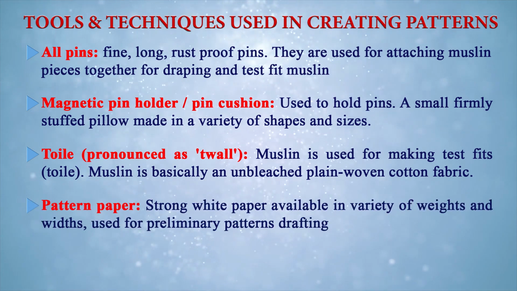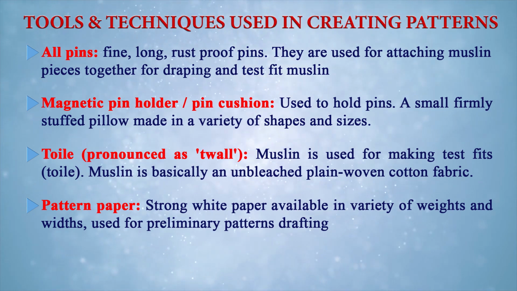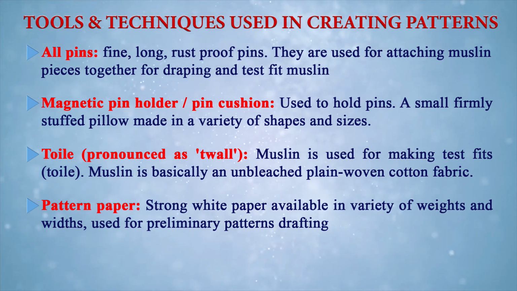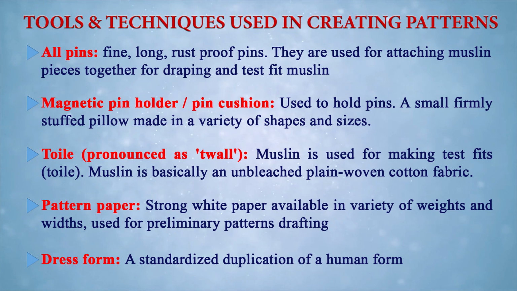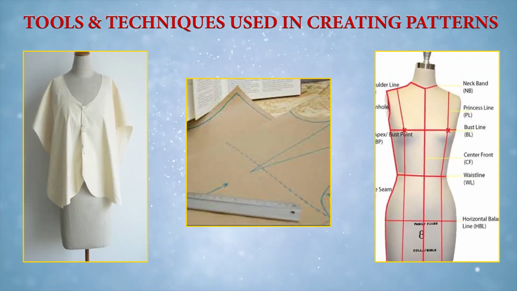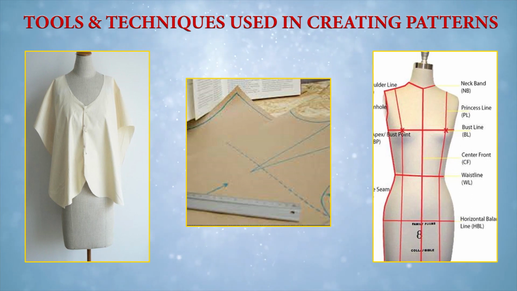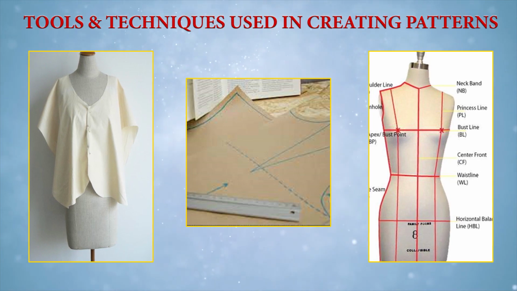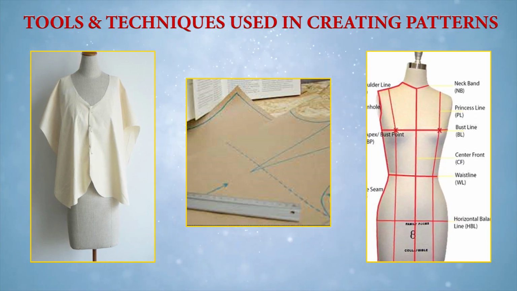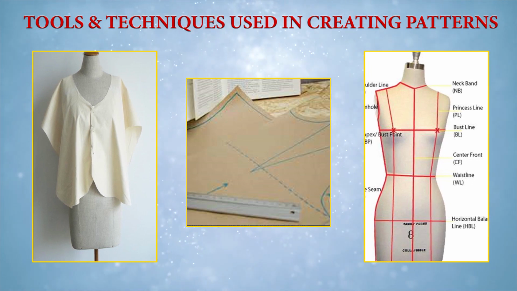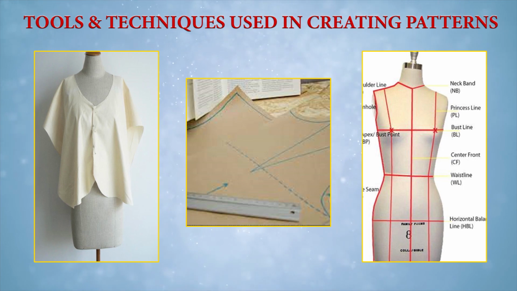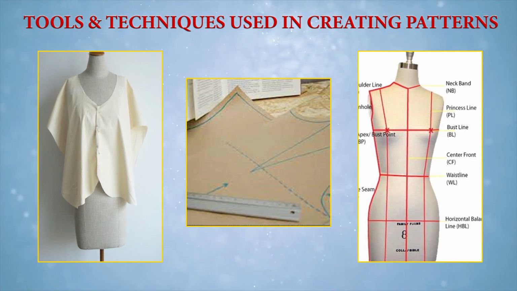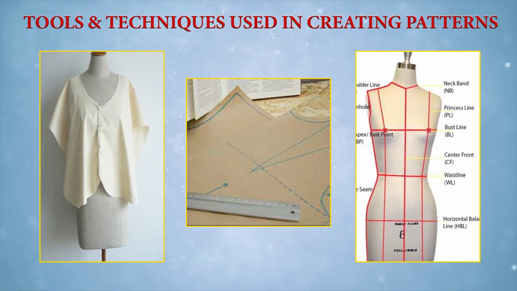Then we have the pattern papers, which are strong white papers or brown papers on which we develop the pattern, like our working pattern and the final pattern. Then we have the dress form. As you can see in the third picture, it is called the dress form. It is made up of standard body measurements. It is a cushioned dress form in which all the markings are done, and you can develop a pattern directly on the dress form, or when you have developed a pattern or the garment, you can display it on it and check whether it is perfect or not.